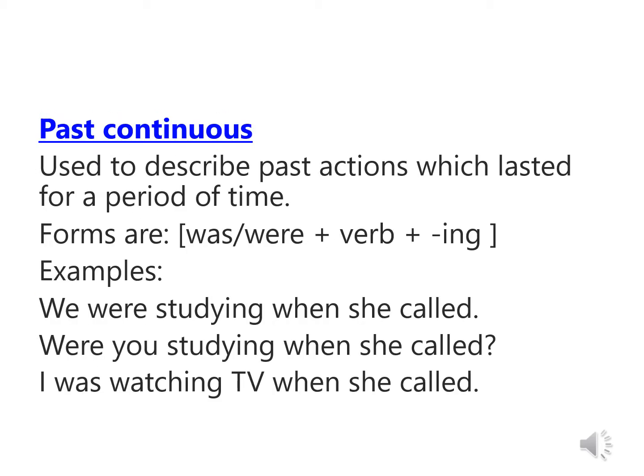Now comes the past continuous. Past continuous is used to describe past actions which have lasted for a period of time. The basic forms of past continuous are in this format: was or were plus verb plus the ing form. Example, we were studying when she called. Were you studying when she called? I was watching TV when she called.